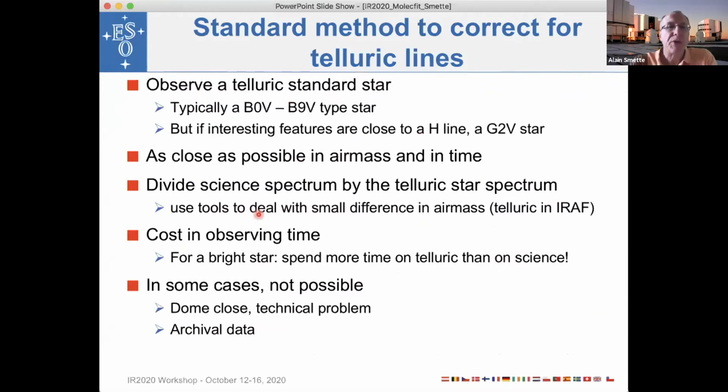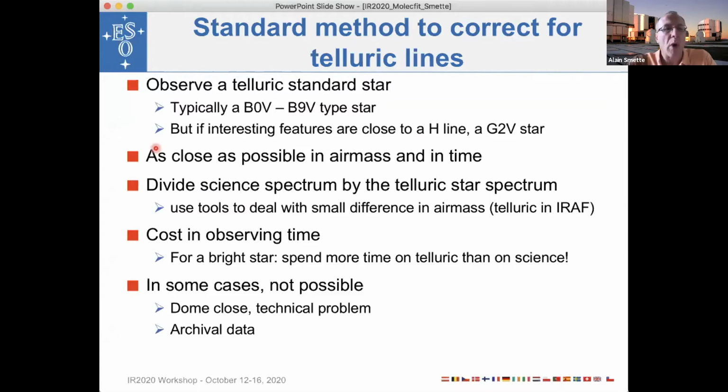Now, the standard method to correct for telluric lines is to observe a telluric standard star, which is typically a spectrum without much intrinsic features, so type B0 to B9. And we should observe such a star as close as possible in air mass and in time. Why as close as possible in time is that a lot of lines are produced by water vapor, and water vapor is quite variable both in time and in location in the sky.